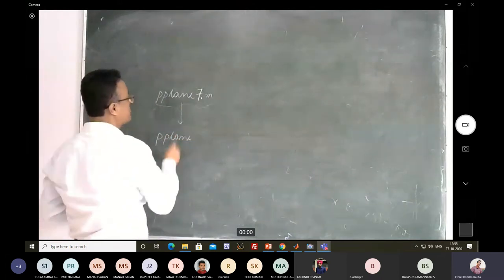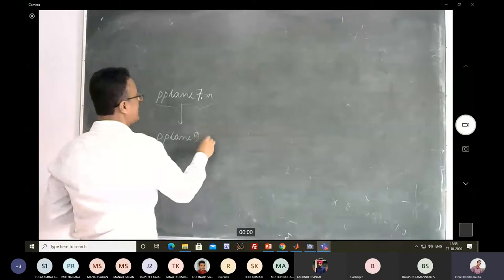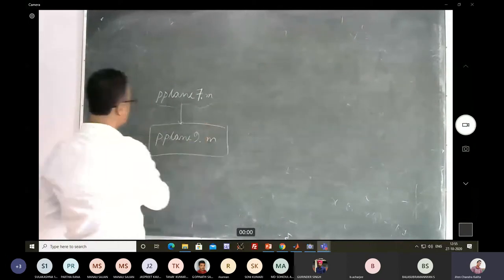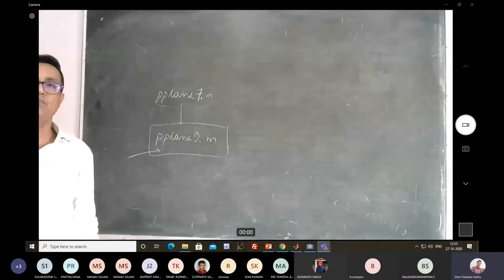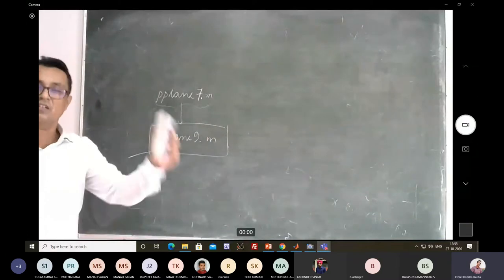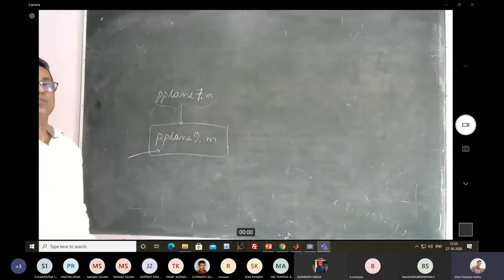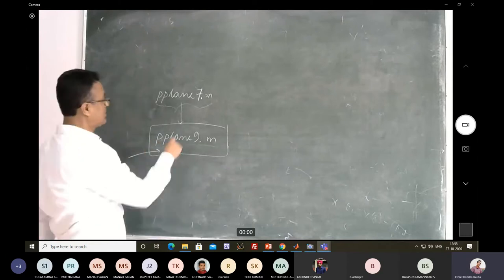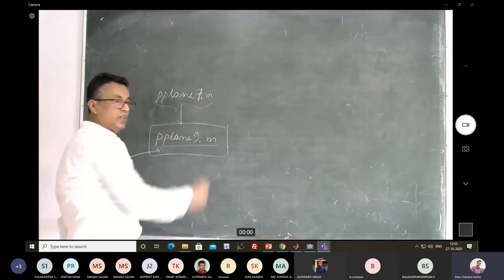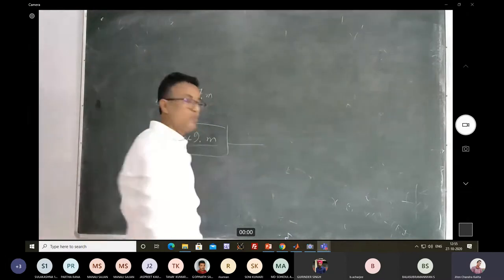So I have P-Plan 9. You can check on the internet. You can easily get it. If you have MATLAB, then you can easily plot the trajectories. What I'm going to do is show you what happens if you run this script. It shows you a panel.